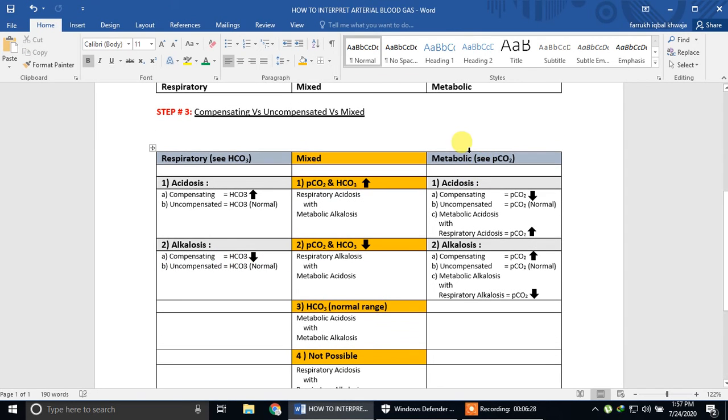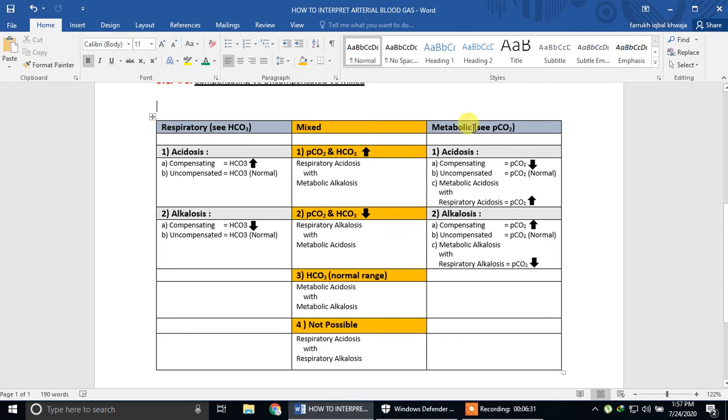Now let's come back and talk about the metabolic. In metabolic you have to see the opposite, the bicarbonate. Metabolic means bicarbonate, no? Metabolic means kidney, and kidney means bicarbonate. You can say anything, it is just a consideration, not hard and fast, okay? So whenever there is a metabolic acidosis or metabolic alkalosis, we have to see the partial pressure of carbon dioxide to identify whether it is compensating or uncompensated.